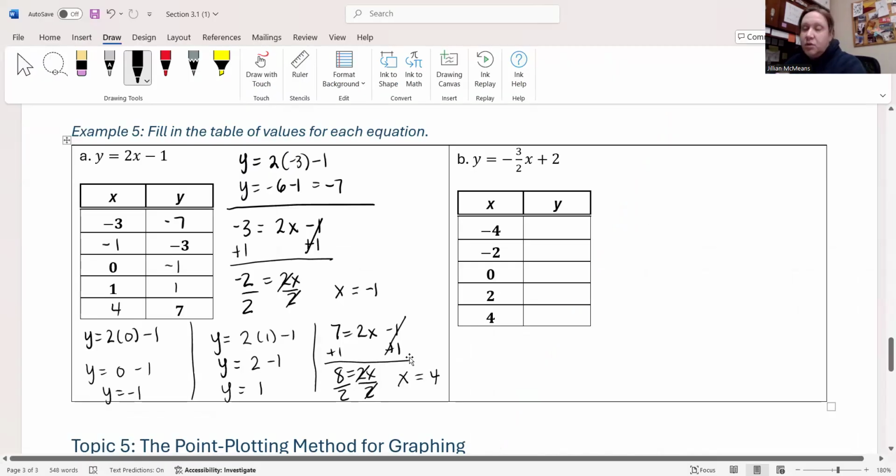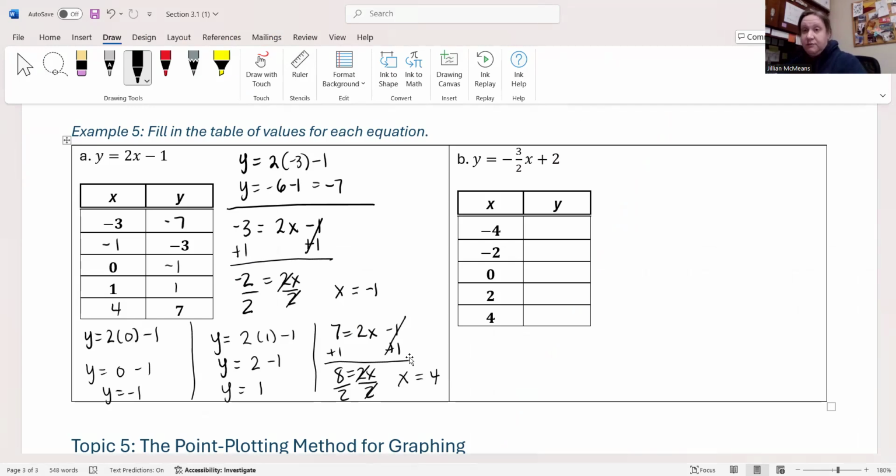Okay, now part B is a little more involved in the sense that the coefficient on x is a fraction. So I'm showing you this one on purpose so that when you have to fill in a table of values from scratch, you kind of know the trick. If you have an equation that has been solved for y, and the coefficient on x is a fraction, when you choose your x values, choose x values that are always divisible by the denominator. So right here we have y equals negative 3 halves x plus 2. Notice the denominator of my coefficient on x is 2, and notice all of the values that I chose for x are divisible by 2.